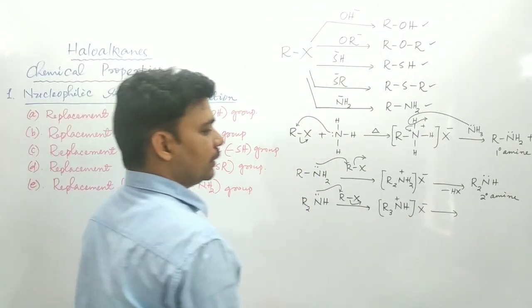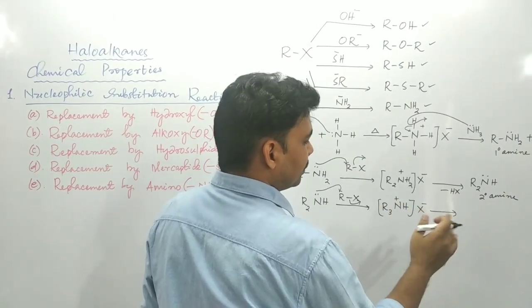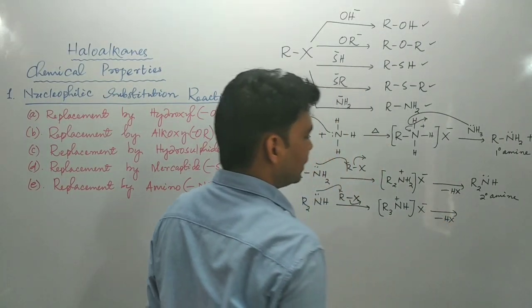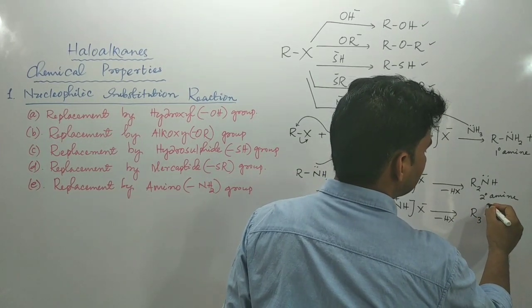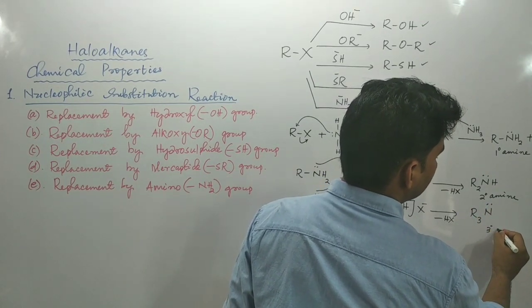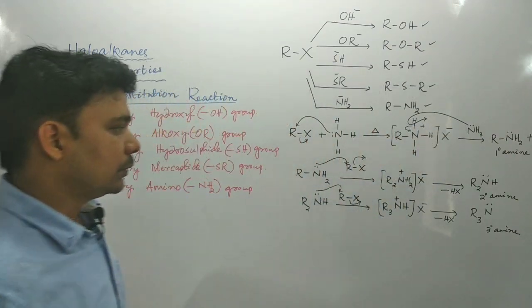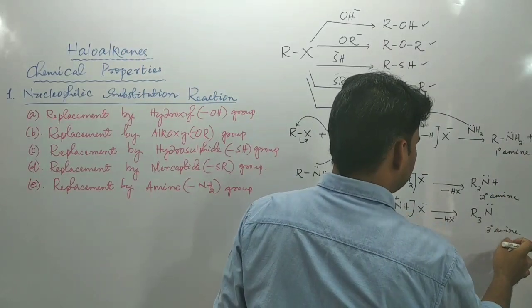Similarly, in the next step this H plus ion will be released, this H plus and this X minus will be released as HX. Then we will get what? R3N. This is our tertiary amine. In this way, up to this step, our products are primary amine, secondary amine, tertiary amine.